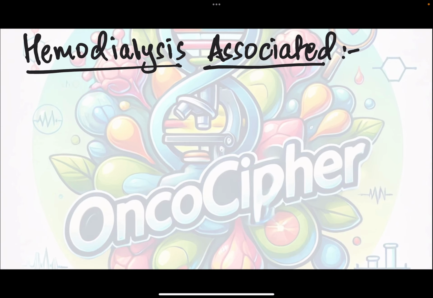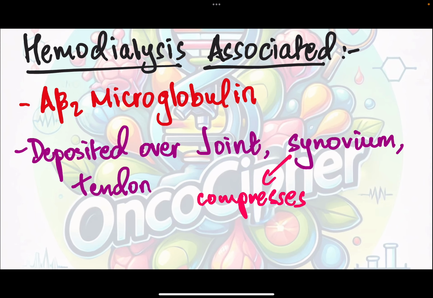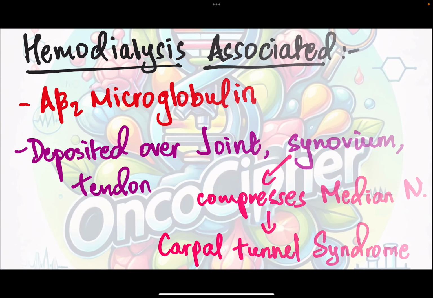Next, we have the hemodialysis associated amyloidosis, which is due to A beta 2 microglobulin. Now, this is deposited over joints, synovium, and tendons, and this leads to the compression of the median nerve, leading to carpal tunnel syndrome. So, remember, hemodialysis associated amyloidosis leads to carpal tunnel syndrome.